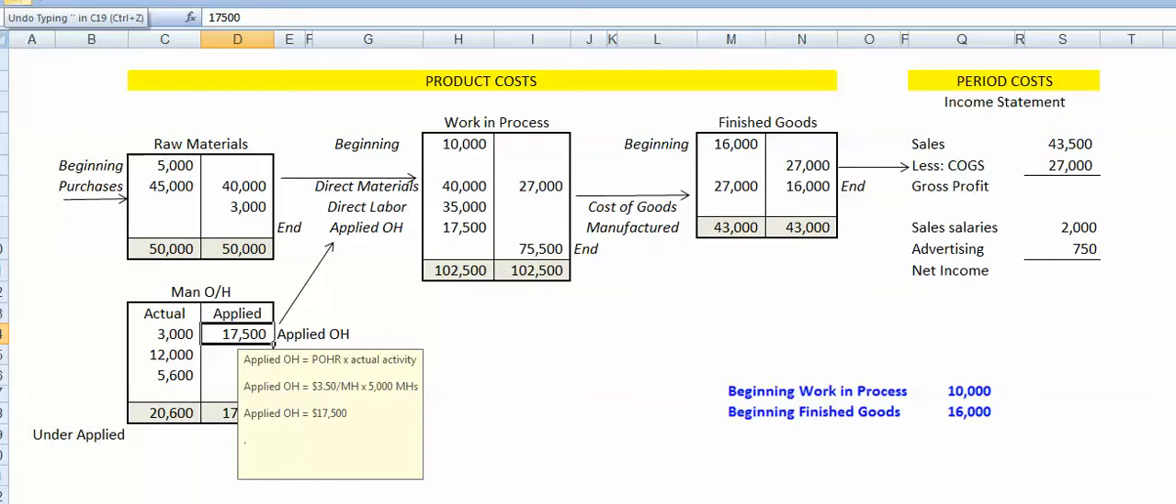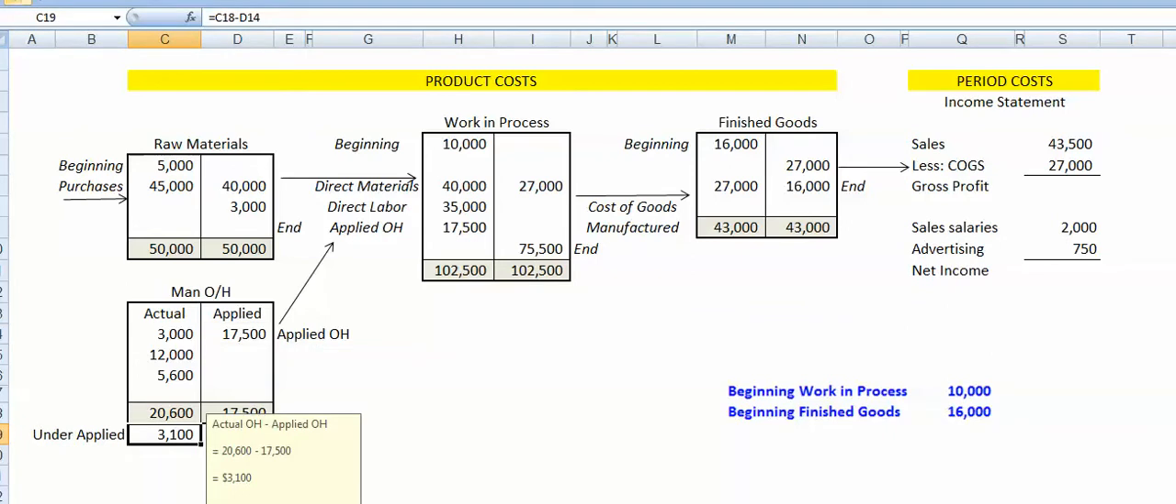If this was the end of the year, we would need to add up both sides of our account, and we would find that we had underapplied overhead of $3,100. This means that our work in process would have been too low by $3,100. And since costs get transferred from work in process to finished goods, finished goods would have been too low by $3,100. And since costs in finished goods ultimately get transferred to our income statement as cost of goods sold, our cost of goods sold would have also been too low by $3,100.